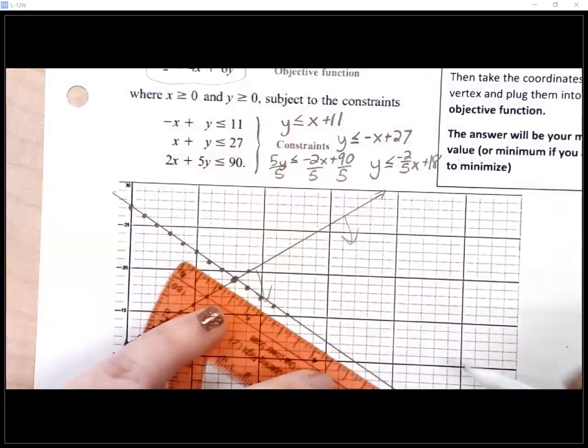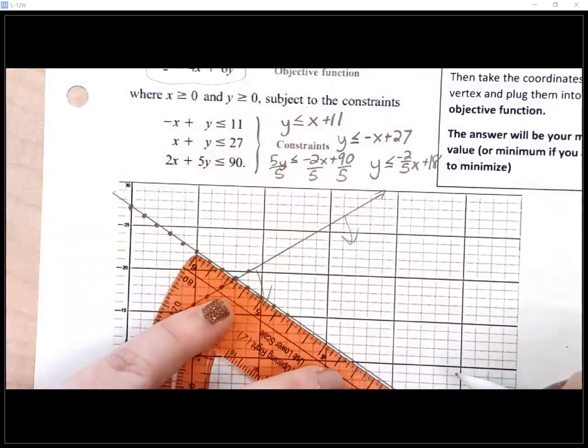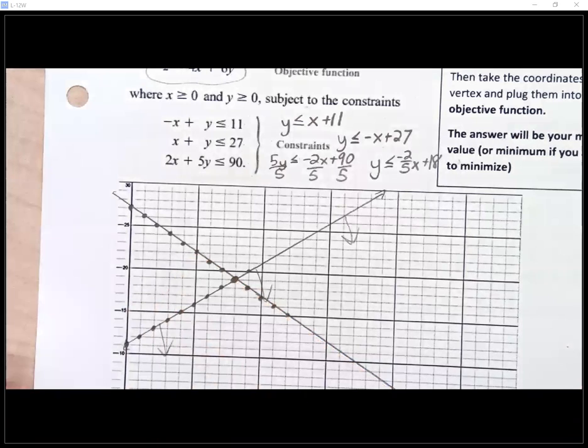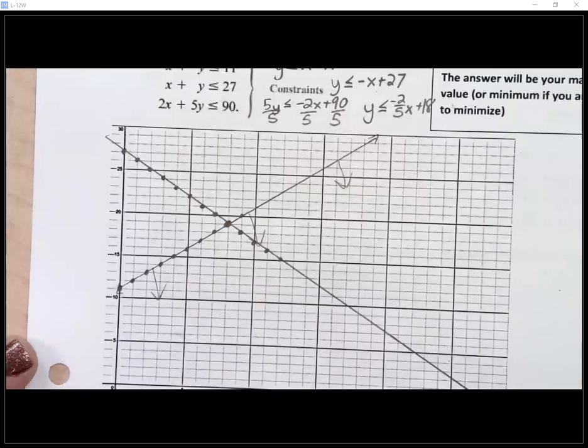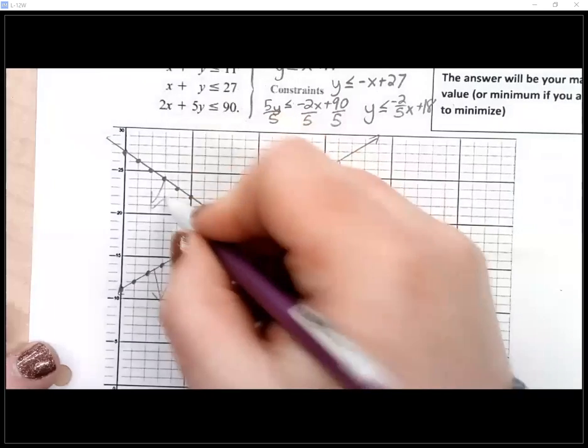I'm also going to make sure that I draw my line all the way to the edge. So I never know where that feasible region is going to end up. So I draw my line all the way from one side of the graph to the other. Okay, so for this one, where do I want to shade? Above or below? Below again. So little reminder arrows.